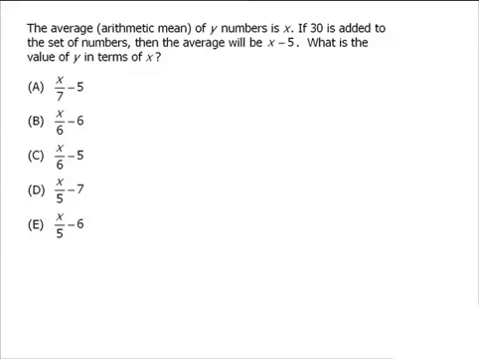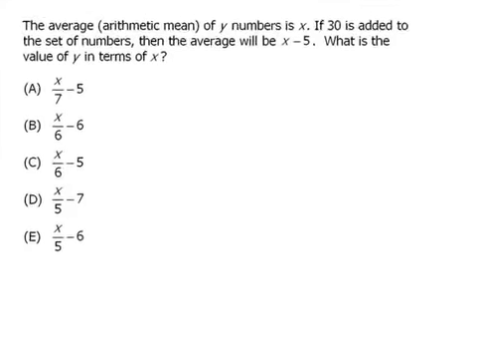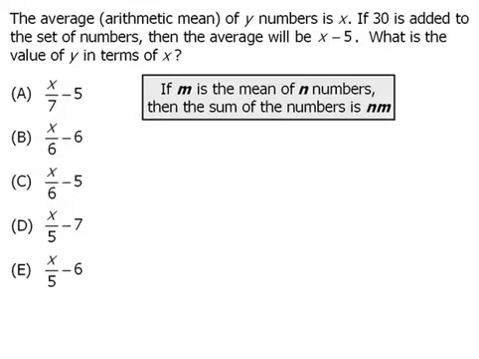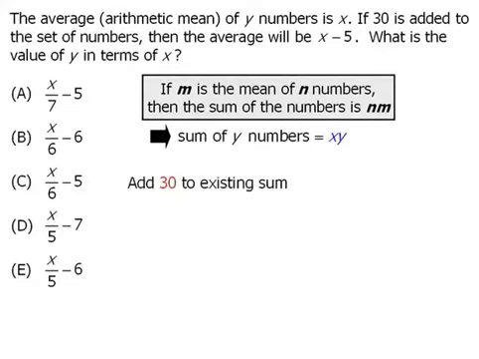To begin, we are told that the average of y numbers is x. So using the following rule, we know that the sum of those y numbers must equal x times y. Now if we add 30 to the existing sum, then our new sum becomes xy plus 30. To find the mean of these numbers, we're going to divide by y plus 1, since we have added one number to our set. And we're told that the mean now is equal to x minus 5.